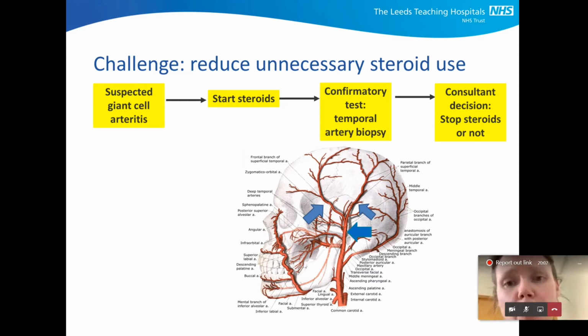So our problem is that actually, because it's a really serious diagnosis, probably about 3 or 4 in 5 patients with suspected giant cell arteritis actually turn out not to have the disease. So they end up getting steroid treatment unnecessarily while they're waiting for the results of the test. So our challenge was to reduce unnecessary steroid use by providing a faster and more accurate diagnosis. So next slide, please.